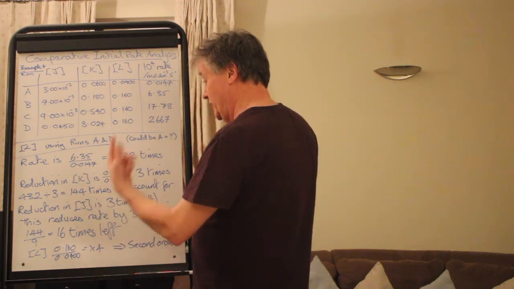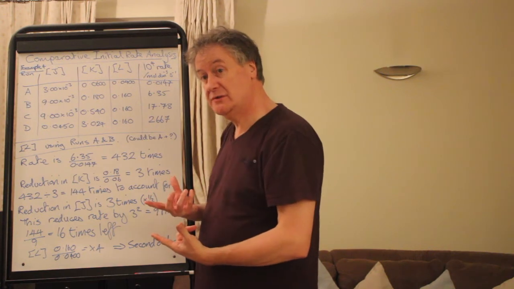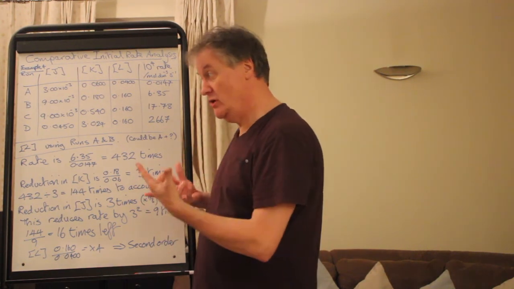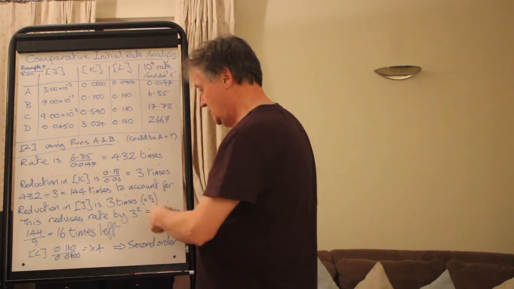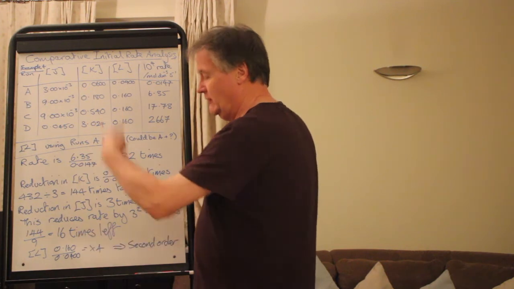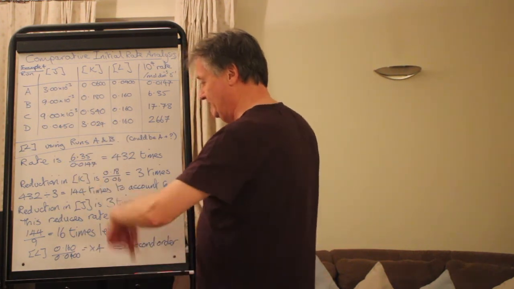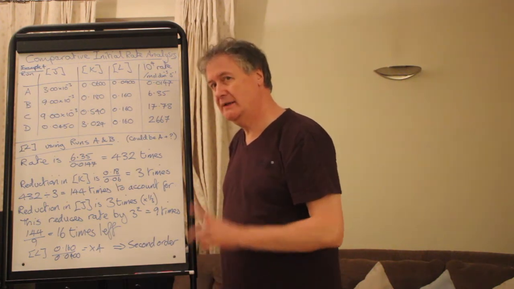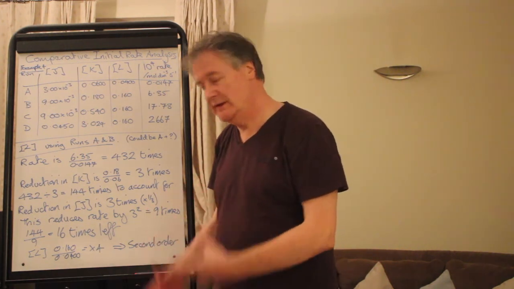So for J, a 3 times change in the concentration of J will do a 9 times, 3 squared times, change on the rate. So 9 of the 144. 9 divided into the 144 leaves you with 16. 16 is always a number where you go, oh, I think I might be heading for second order kinetics, because you know it's a squared number.